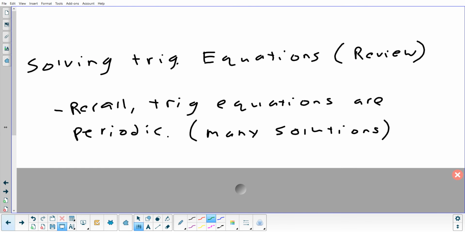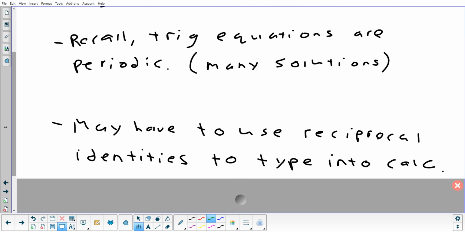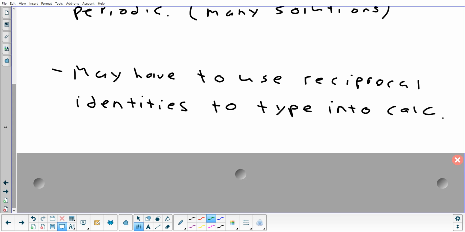All right, so remember, trig equations are periodic, which means they can have infinitely many solutions. We just talked about that. When you type something in on the calculator, you may have to use a reciprocal identity. What is that? Well, if I asked you to type in cotangent, you don't have a cotangent button. How do you type cotangent in on the calculator? 1 over tangent. Yeah, that's an identity. Cotangent equals 1 over tangent. That's a reciprocal identity, so you may have to do that.